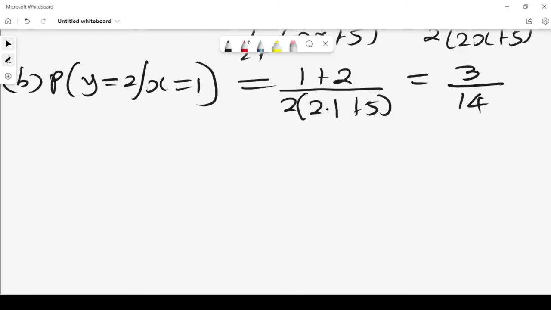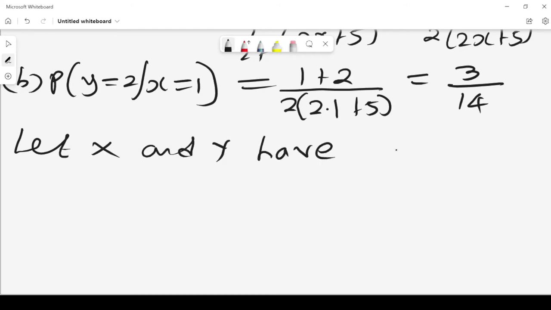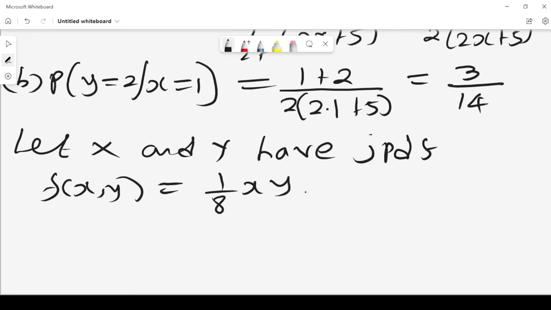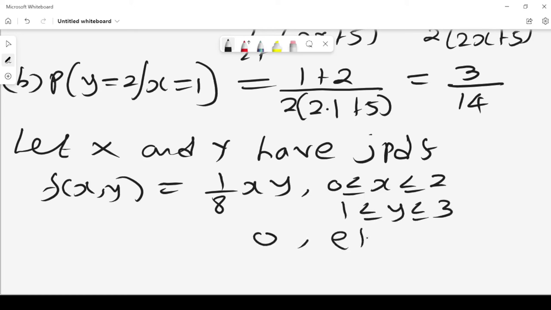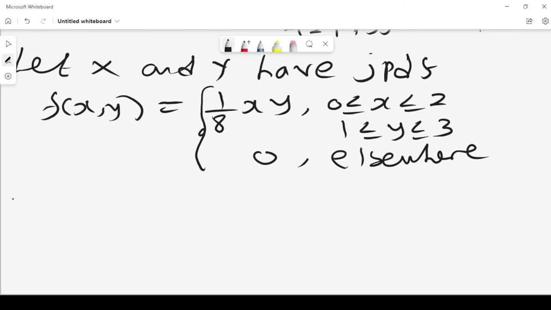We want to go ahead and now look at another example whereby y is a continuous case, where we let y and x have a joint probability density function, which is given by f of xy is equal to 1 over 8 xy, where x lies between 0 and 2, and y lies between 1 and 3, and 0 elsewhere. So we want to go ahead and do the same. Remember, we can get the joint of x and y, or y and x. Like here, we have the joint of x and y.